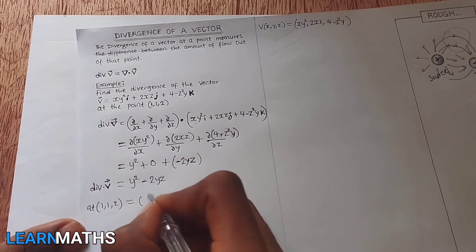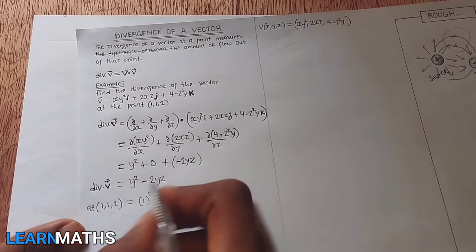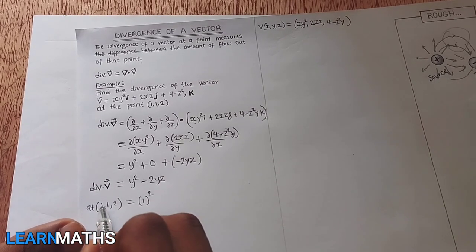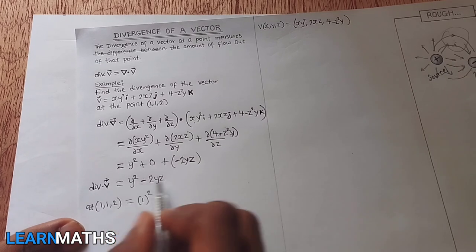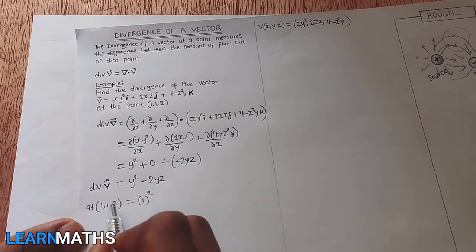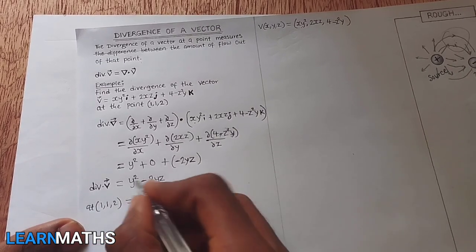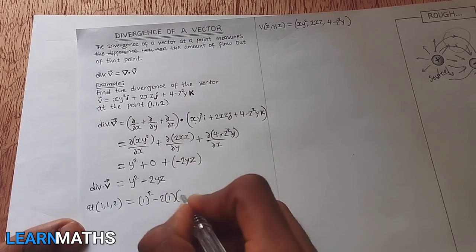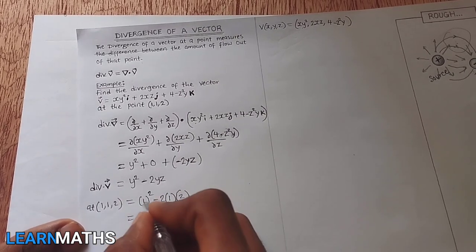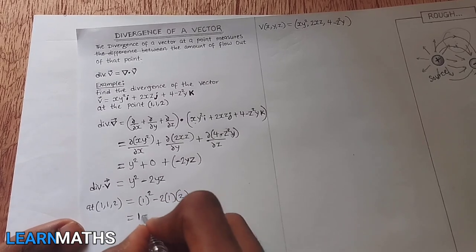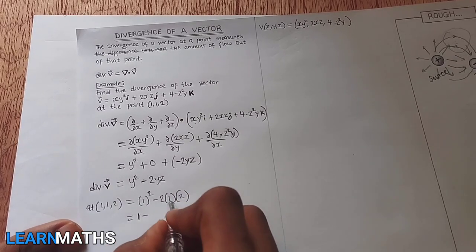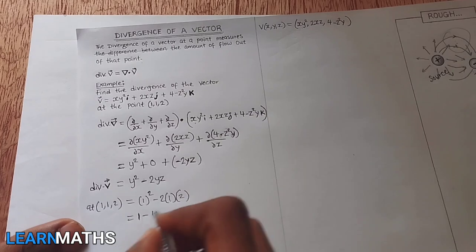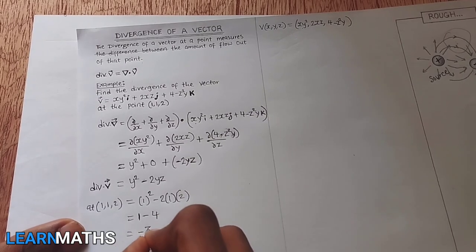It is going to be 1 square. So this y, y is going to be 1. There is no x here, so we're just going to substitute y and z, right? Y is going to be 1, then z is going to be 2, right? So this is 1 squared, that's 1, minus this is 2 times 1, that's 2, times 2 again, that's 4. So finally we're going to have negative 3.